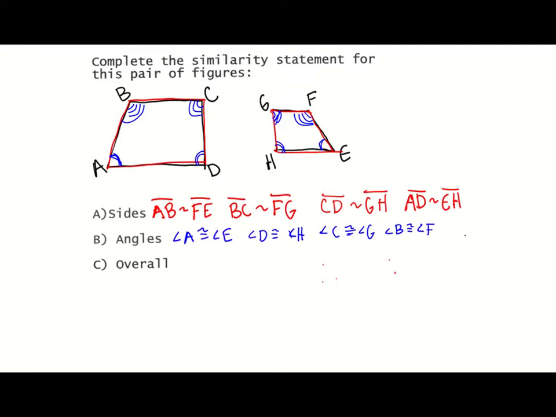Okay, so if I want to write overall that my figure ABCD is similar to my other figure, I need to make sure those angles line up. So A matches E, B matches F, C matches G, and D matches H. You can write those in any order as long as they match up. So I could have started with B first, so long as those match up.